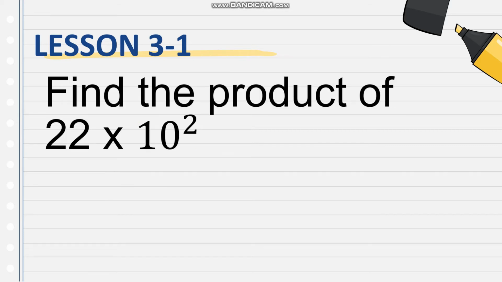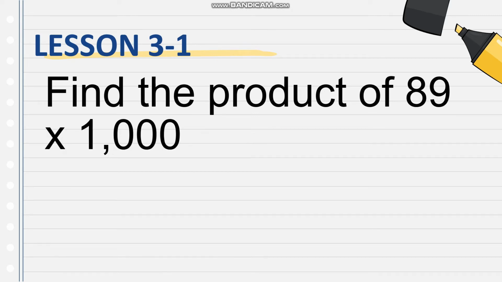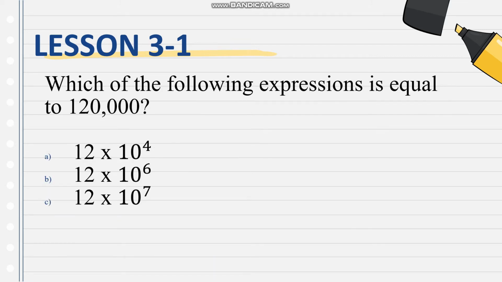Next, find the product of 22 multiplied by 10 squared. 10 squared means 10 times 10, that is equivalent to 100. So 22 multiplied by 1 is 22, then you have two zeros, so the answer is 2,200. Next, 89 multiplied by 1,000. So 89 multiplied by 1 is 89. Then you have three zeros. The answer is 89,000.